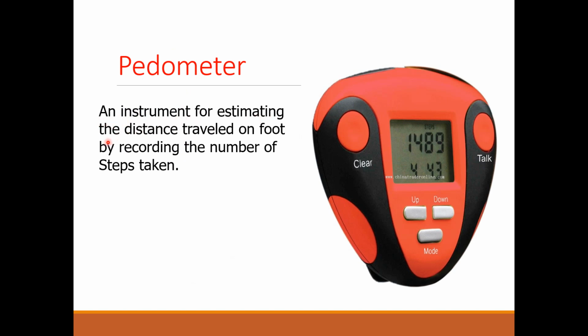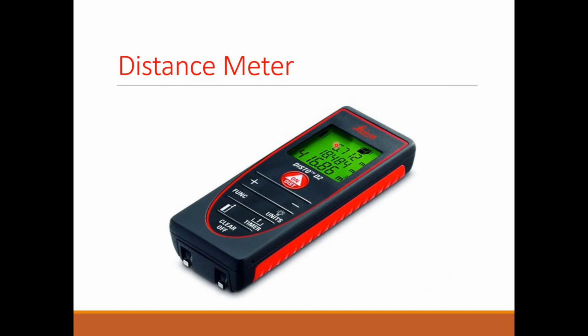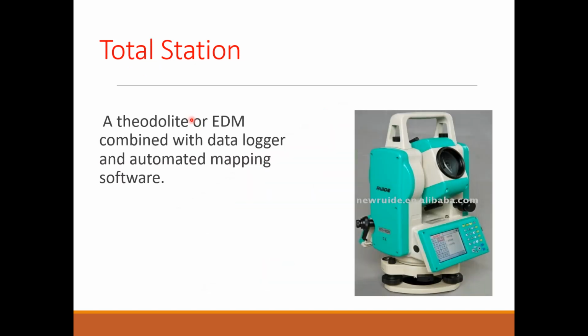Pedometer is an instrument for estimating the distance traveled on foot by recording the number of steps taken. Here you can see the number of steps are mentioned. Steel band, which is a type of measuring tape, you can say, it can measure up to 100 meters. Distance meter, it is displaying digitally the value of distance. It is more accurate than the pedometer. Total station is a modified form of electronic digital theodolite combined with data logger and automated mapping software.